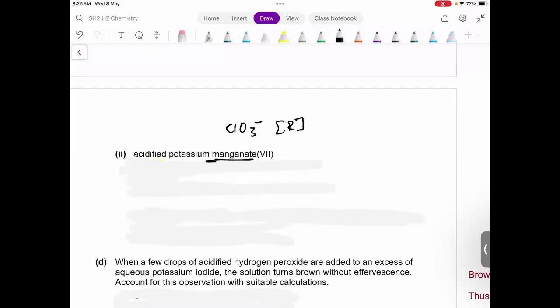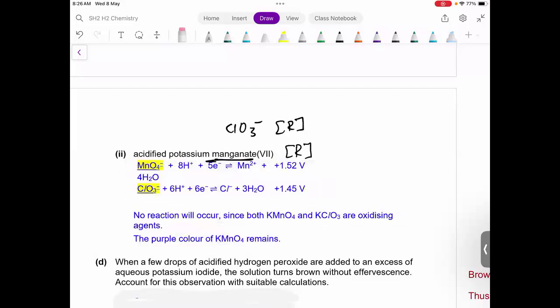Potassium manganate also undergoes reduction. So if both reactants are on the same side of the half equation, can anything happen? No reaction at all. You just need to highlight that both are oxidizing agents, or both can only undergo reduction. So therefore, no reaction, so your observation is that the purple color remains.